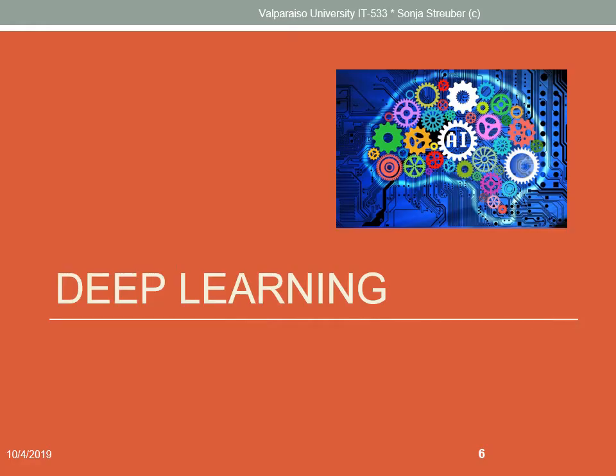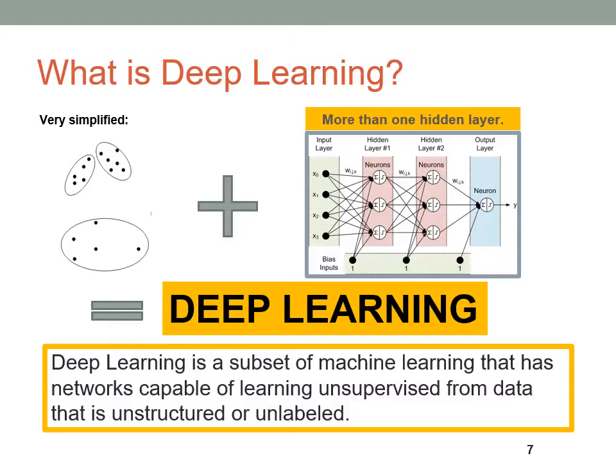But on to deep learning. This brings us to deep learning. To simplify, deep learning is a combination of clustering and of neural networks that contain more than one hidden layer. It is a subset of machine learning in which networks are capable of learning from data that is unstructured and unlabeled. So deep learning combines both unsupervised and supervised learning.